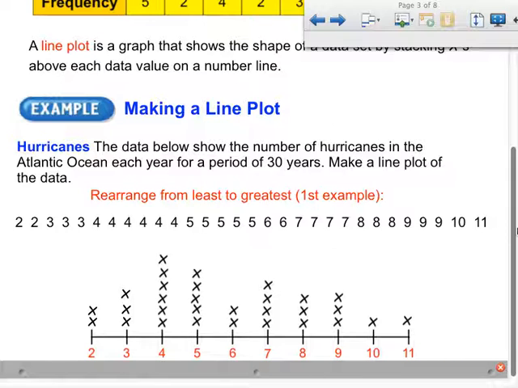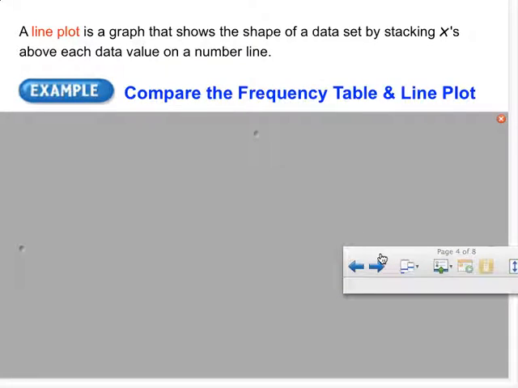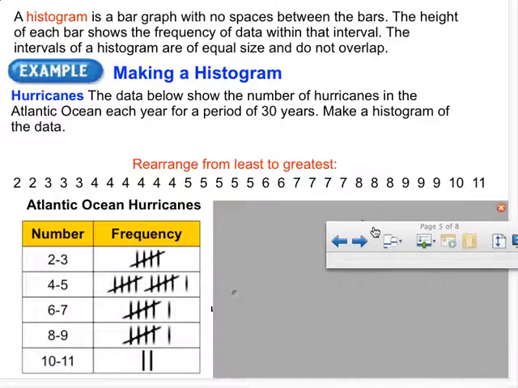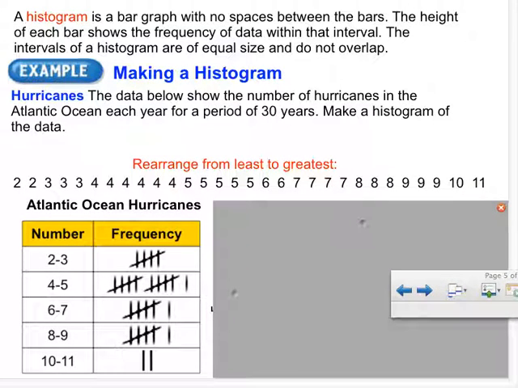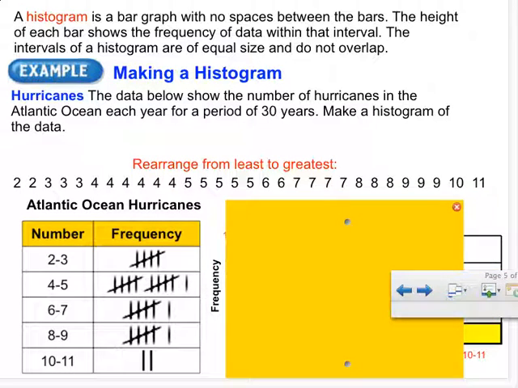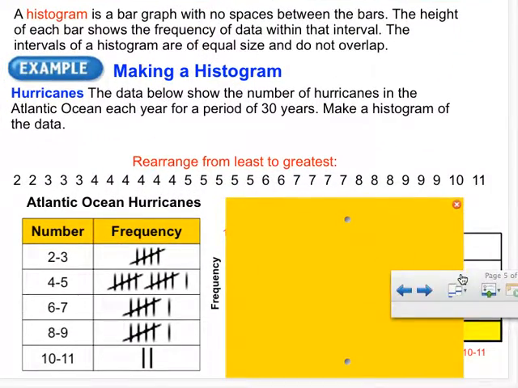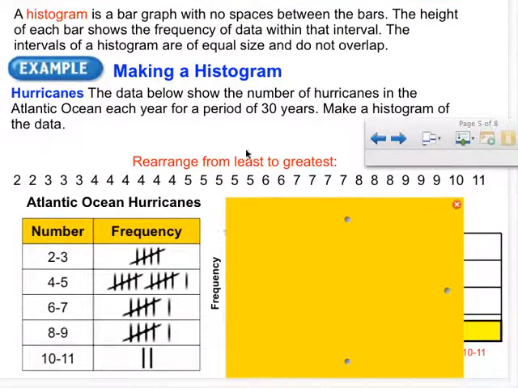Now, this one was just the same example from earlier. Now we're going to talk about histograms, making a histogram. So what I want you to do is make a histogram. For our histogram, we're going to use the same data from earlier, but now we're making a histogram.